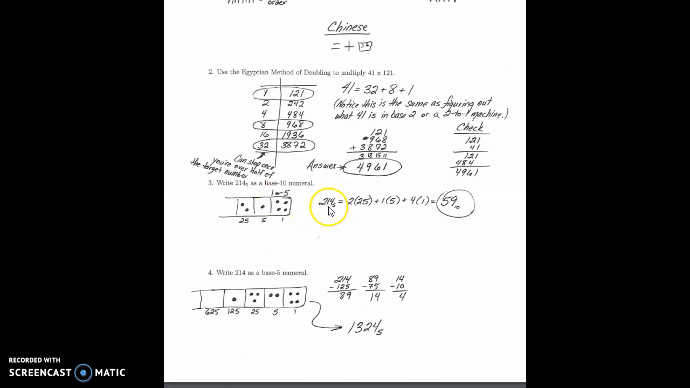Number 3, so we have 214 in a 5-to-1 machine, so we could go ahead and draw that into our 5-to-1 machine. Then we want to label what each of those dots represents. For example, this dot is much more powerful than this dot is, and we can do that by using powers of whatever our base is. So this will always be our 1s. This would be our 5 to the first power, 5 to the second power, 5 to the third power, and so on. In our case, we don't have anything past 5 to the second power, so we add them up.